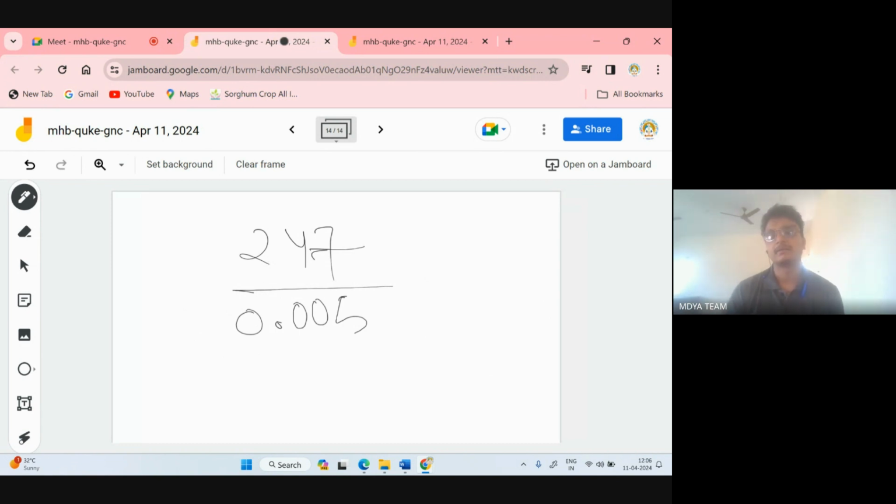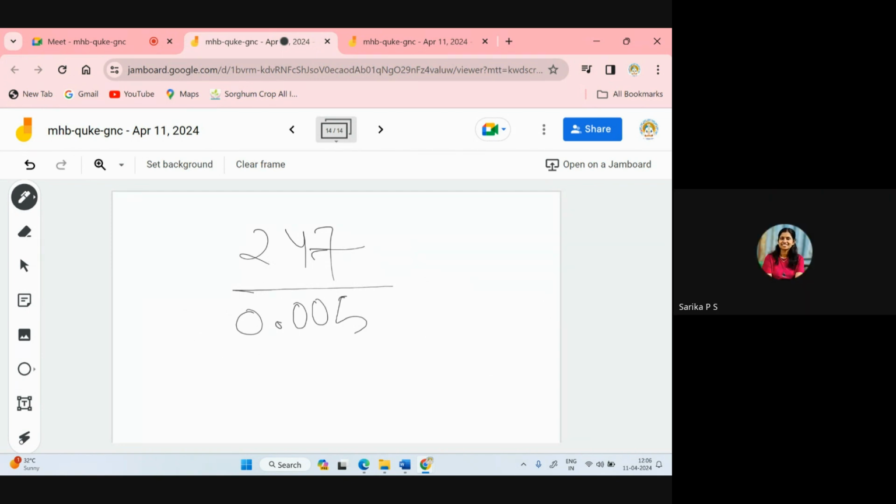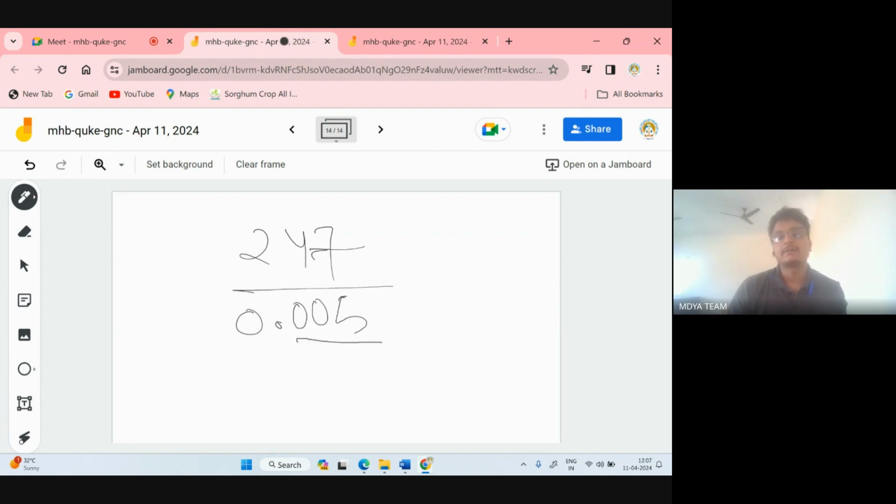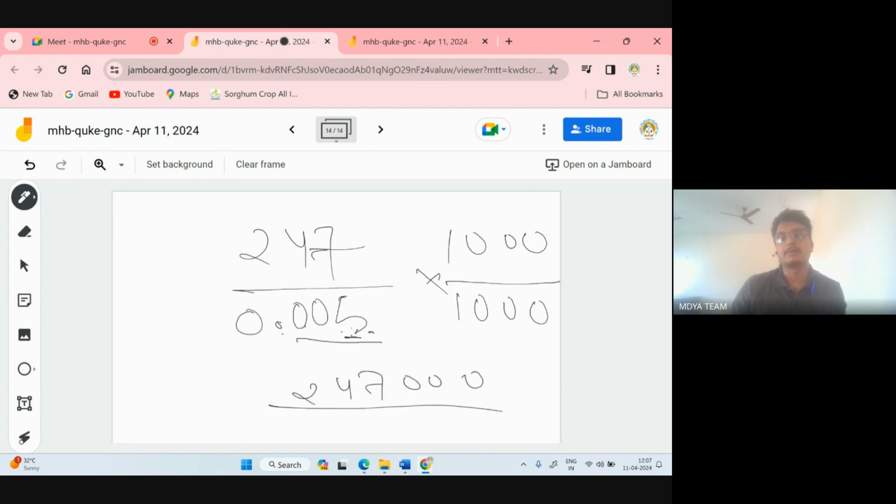With which number will you multiply to keep this 5 out of this decimal? 1000. Three digits are there, so the decimal needs to come after 5, then it will be a non-decimal number. So you will multiply by 1000, and as I told you, if you are multiplying the numerator or denominator with a number, just multiply the other value also with the same number. So it is 247,000 divided by 5.